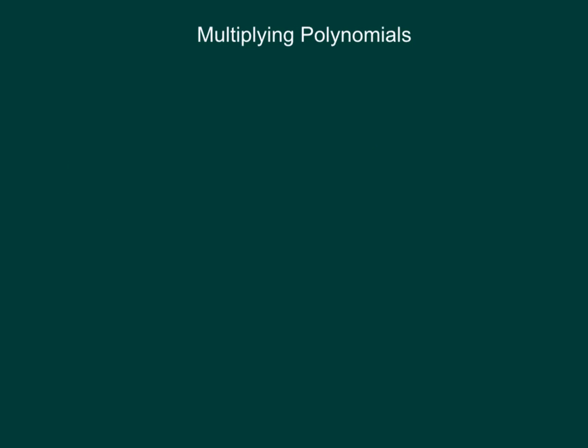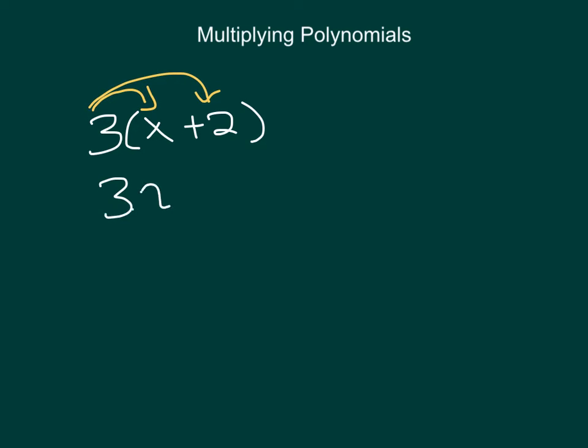We're going to start with some basic distribution that you already know. So for example, 3 times the quantity x plus 2. You know, because we've done it 100 times, that you distribute like that. So we're going to have 3 times x, and 3 times 2, which is 3x plus 6. And you've distributed.